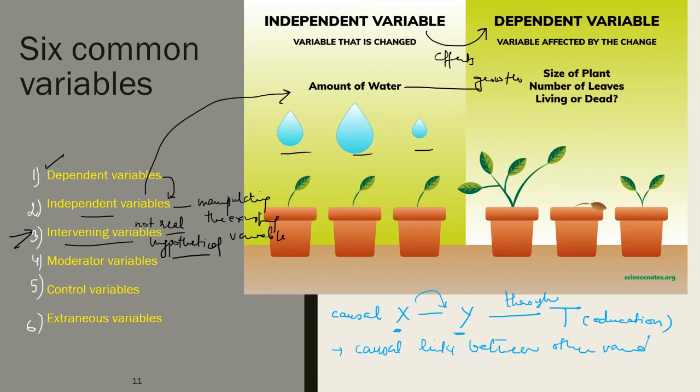Moderator variables affect the relationship between the independent variable and the dependent variable by modifying the effect of the intervening variable. For example, extremely sunny days or rainy days during watering may affect the state of the plant, right? And affect the relationship between the dependent and the independent variable. Likewise, now I'll talk about control variable.